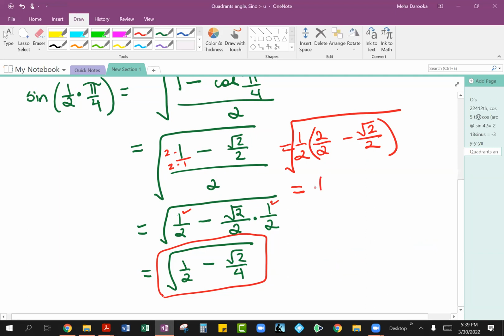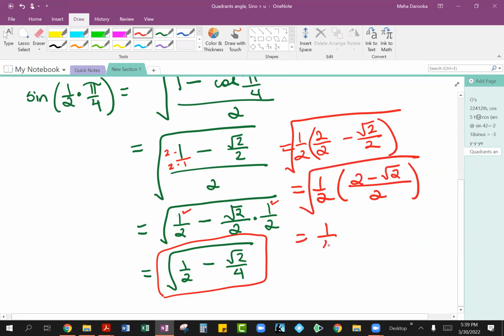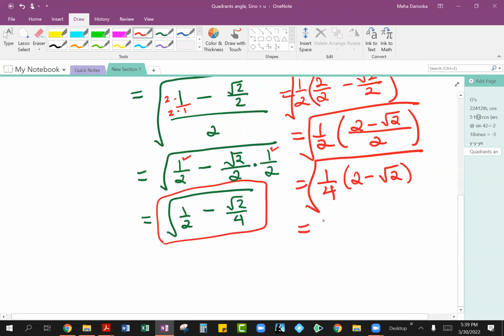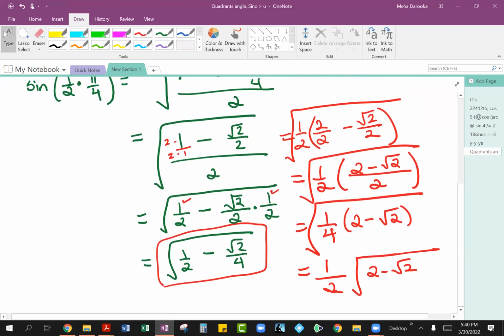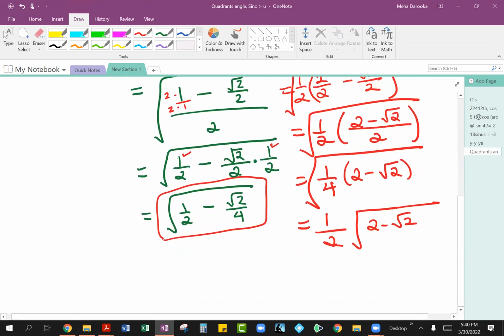And then in this case, since these guys are the same denominator here, you are going to end up with 2 minus square root of 2, and then this common denominator of 2, which I will end up multiplying and making this 1/4, and then you're left with 2 minus square root of 2. And then this is where that 1/4, square root of 1 is 1, square root of 4 is 2. So that guy comes outside as your 1/2. And then you're left with 2 minus square root of 2 over here. Okay. Thank you.